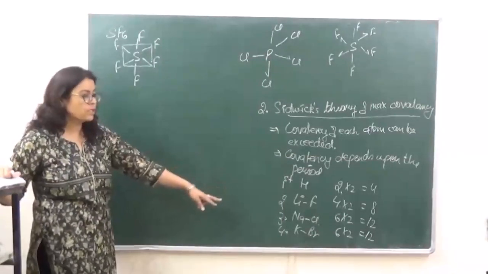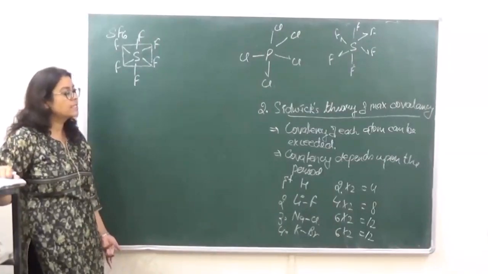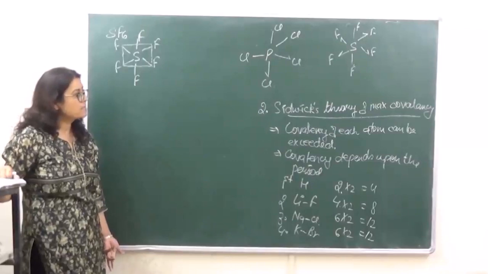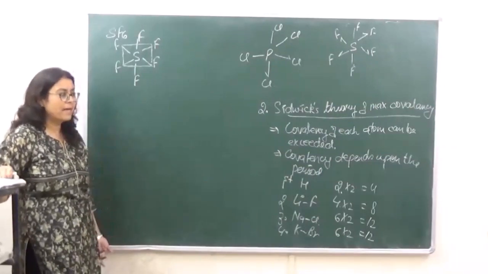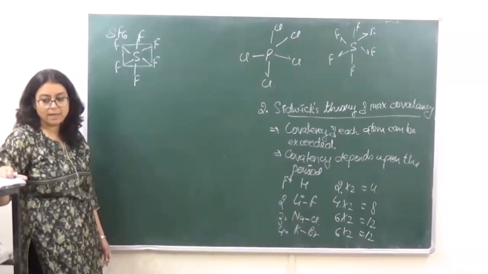So this rule explains the formation of PCl5. Phosphorus will also belong to the third period, right? So it can have maximum covalency up to 6, but in PCl5 the covalency is 5, and the number of electrons is going to be 10. Okay, is that clear?